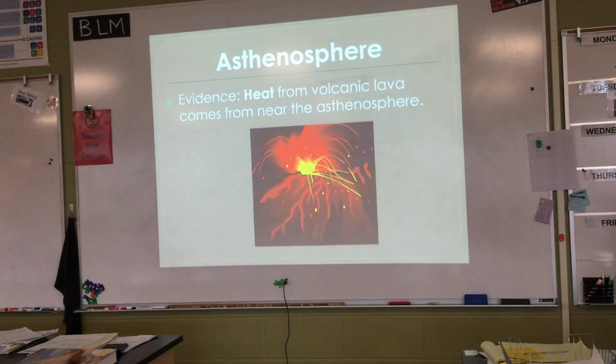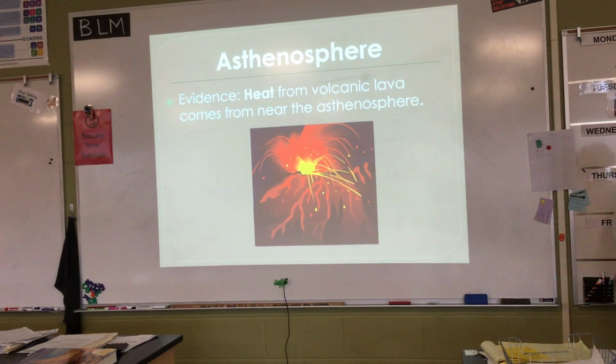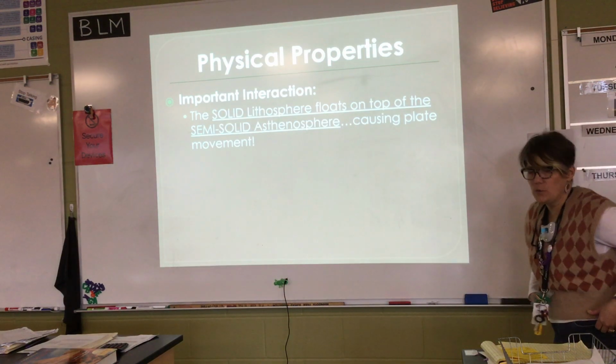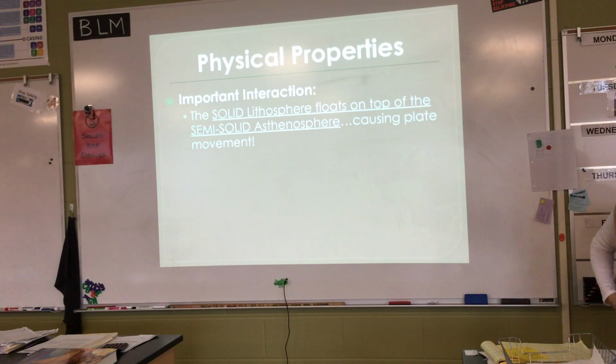All right. Asthenosphere evidence. Don't write anything down here. The heat from volcanic lava comes near the asthenosphere. So that's where the heat from all of that comes from. Write down this important interaction in your notes, please.